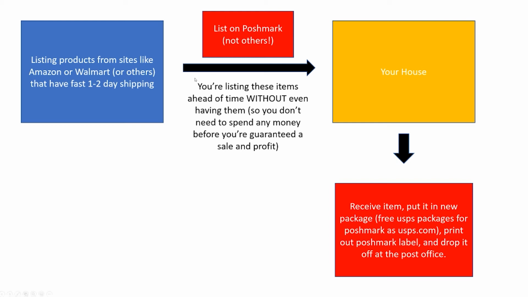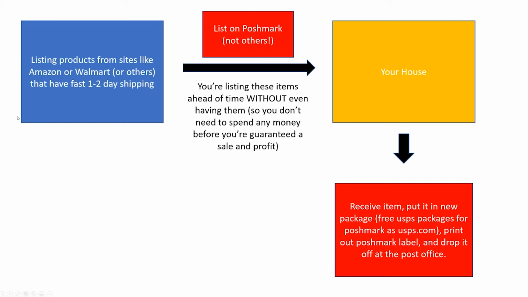Okay. So in this example, you're going to list products from sites like Amazon or Walmart or a number of others that have fast shipping. So you need fast shipping. You need guaranteed fast shipping. So 1 to 2 day shipping. So you're not going out and listing products from something that you don't trust. It needs to be Amazon or Walmart, and it needs to have fast shipping. Now, you're going to list these specific items from these sites on Poshmark, okay? Not others. So you're listing these items ahead of time without even having them. So you don't need to spend any money before you're guaranteed a sale and a profit when obviously you get that sale on Poshmark. So that's really a great benefit of this.